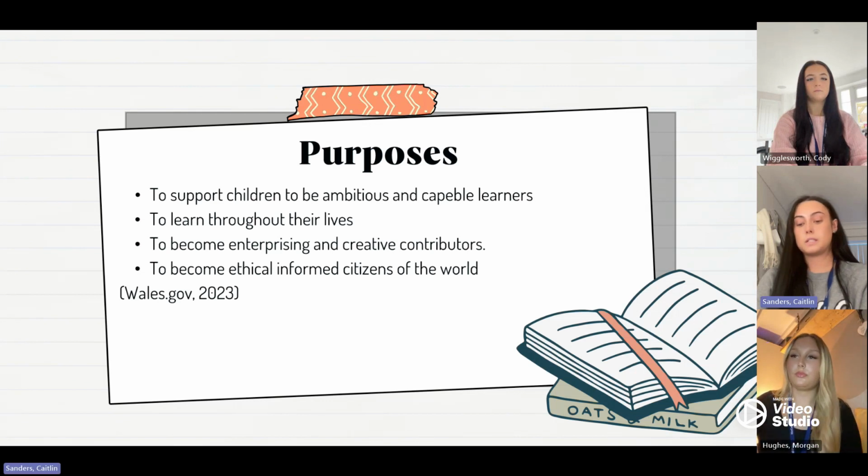Finally, the last purpose is to become ethical, informed citizens of the world. This is to teach the children in our curriculum different cultures and religious practices, to educate them and show respect towards them. We have been inspired by the Welsh curriculum for these purposes, as it represents an excellent insight into what we want our curriculum to achieve.